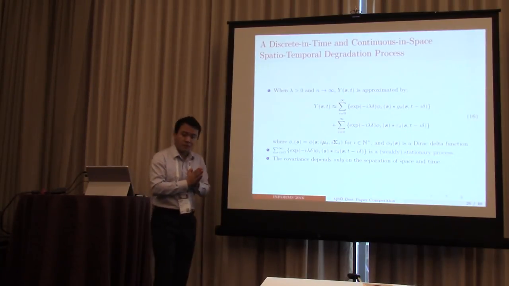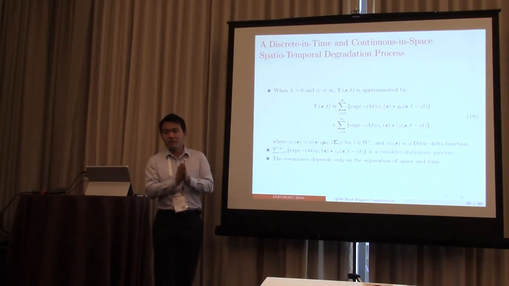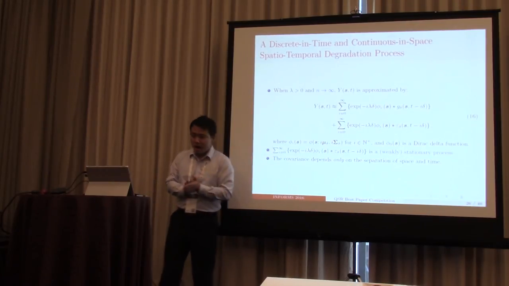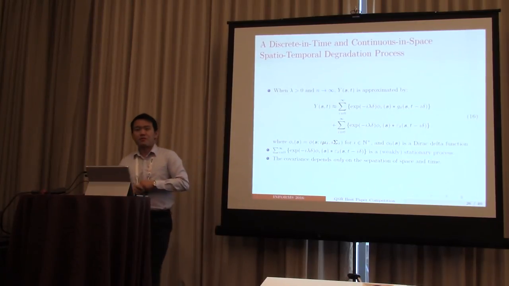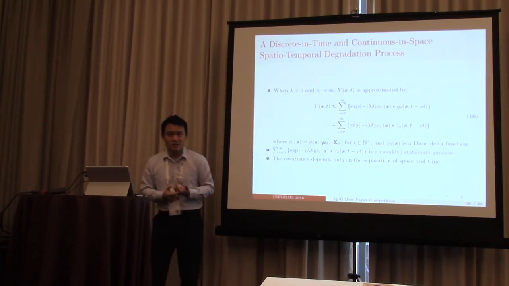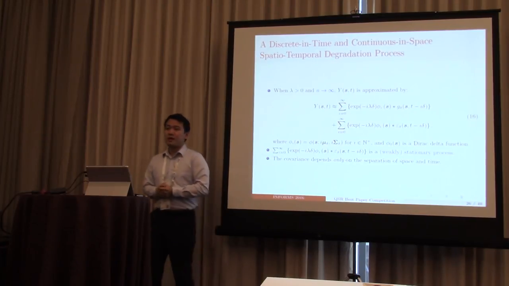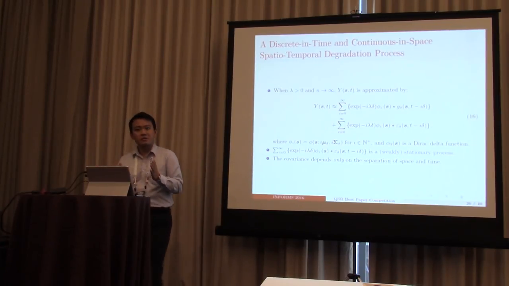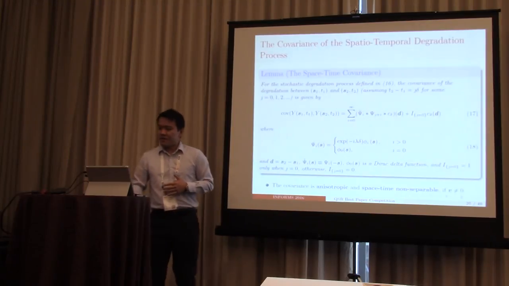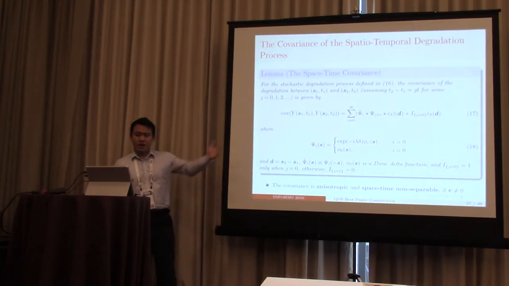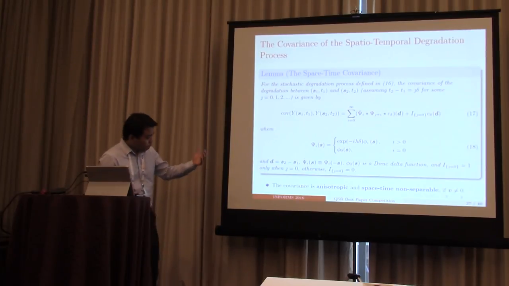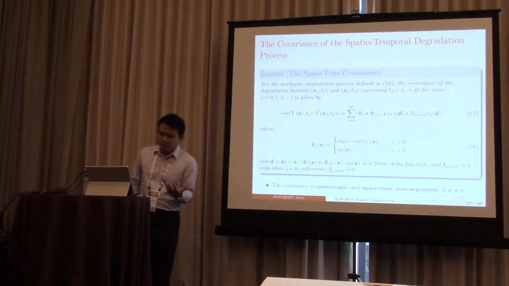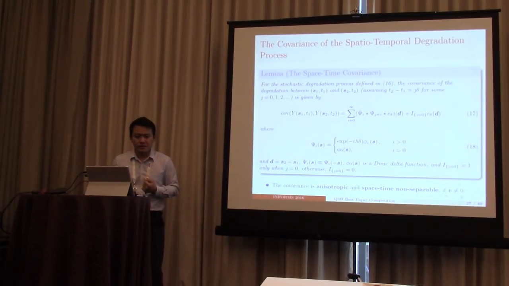The first one is deterministic. It's not going to affect our covariance structure. And the second term is random, but now we can see that it's actually a weakly stationary, second-order stationary process, meaning that the covariance only depends on the separation in time and space. So we can make our life easier in that way. Now we're ready to derive the covariance structure of this degradation process. Basically, this covariance function fully characterizes the properties of this proposed stochastic degradation process.